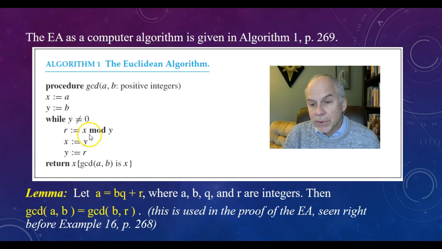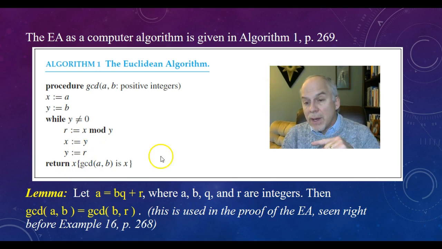r becomes equal to x mod y, and then x will equal y, and then y will equal r. So it just keeps doing this until it gets a 0 remainder, because once the remainder is 0, it'll stop. And then it'll return whatever x is. And whatever x is will be the last non-zero remainder, because when y was 0, it didn't reach this line to change x to 0. So x is still what it was before, and that's the last non-zero remainder.